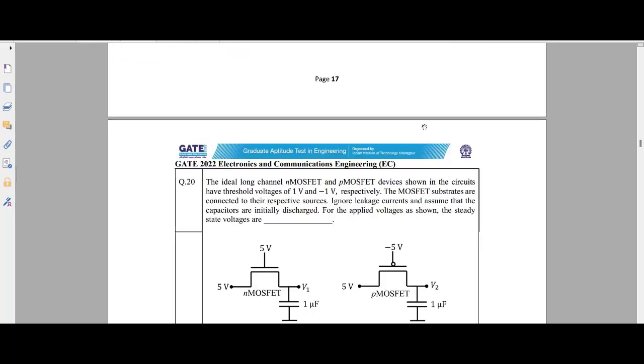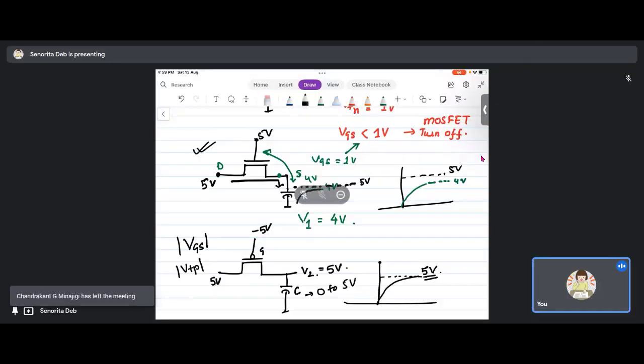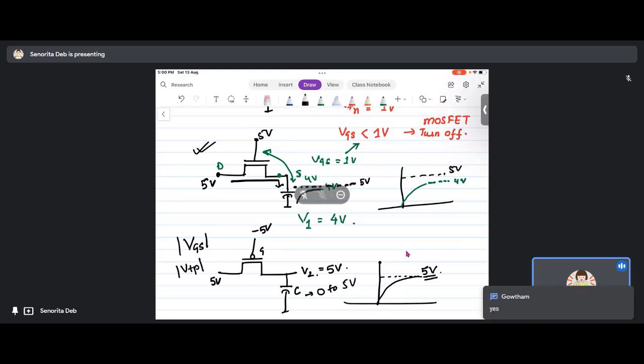So this is more like the DC analysis, right? The GATE 2021 question is more AC analysis. So if you want, I can go into it now. Do you want me to take that question now? Because it's already, I think, around 5. Okay, so let me just take the picture of that first.